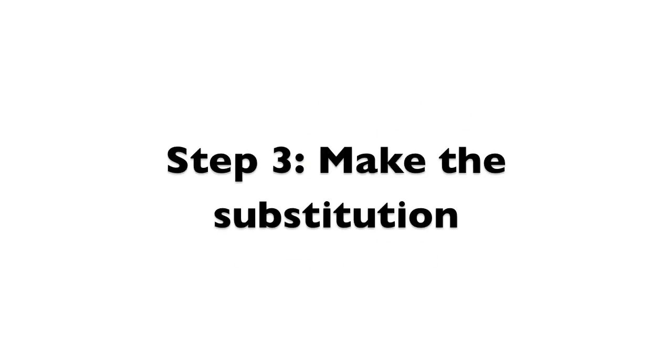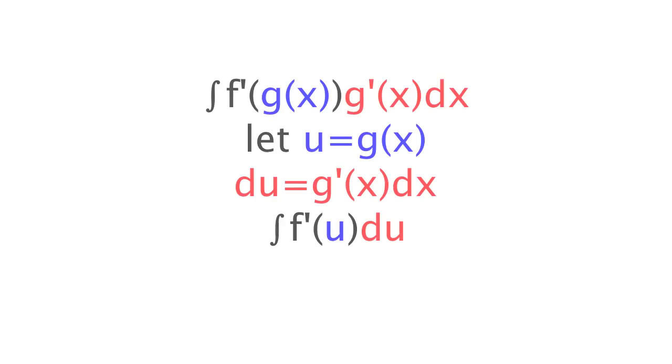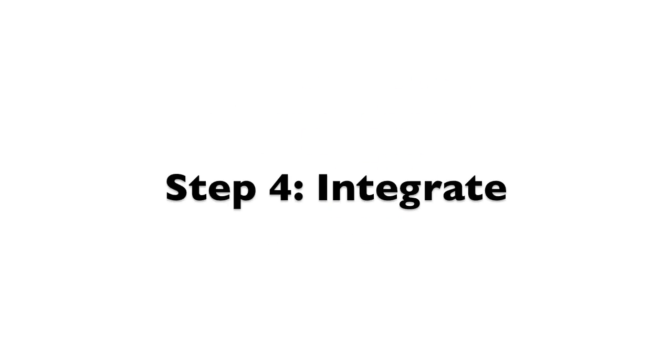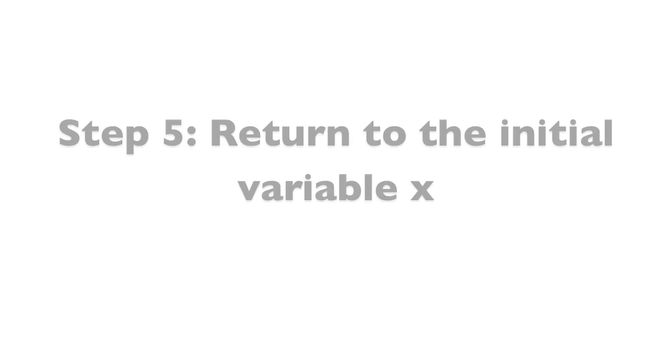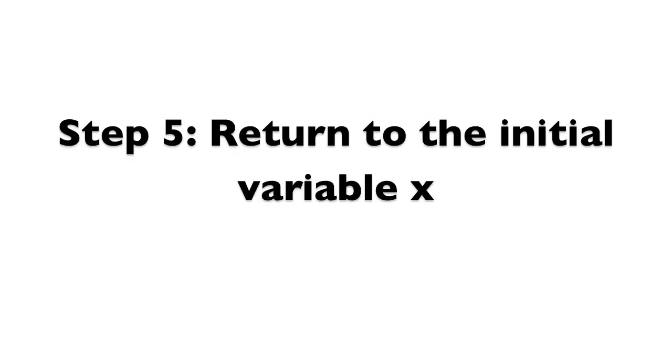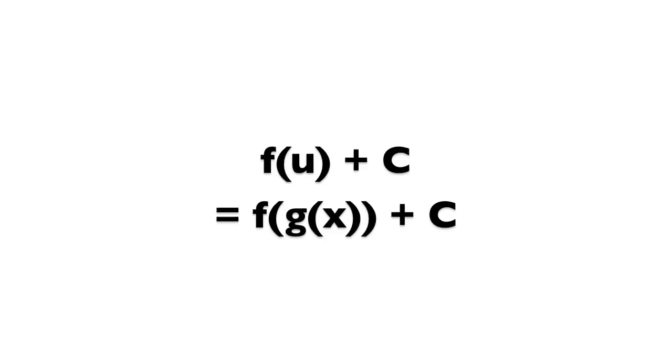The third step is to make the substitution. u is equal to g of x and du is equal to g prime of x dx. So if you substitute u and du into the original problem, you would end up with the integral of f prime of u du. The fourth step is to integrate. After transforming the integral into a much simpler one, you can now find the antiderivative, which is f of u plus c. The fifth step is to return to the initial variable x. Because u is equal to g of x, the answer would be f of g of x plus c.